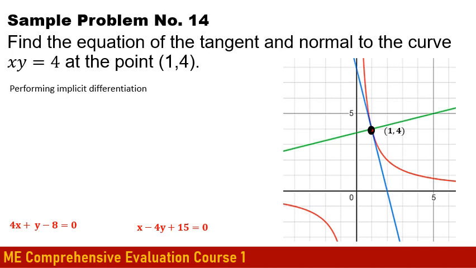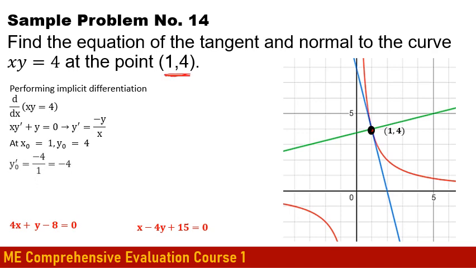We perform implicit differentiation of the given curve to obtain y prime, so that xy becomes x y prime plus y, and 4 becomes 0. So y prime is just equal to negative y over x. From this, we can get the value of y prime. Substituting the value of x sub 0, which is equal to 1, and y sub 0, which is equal to 4, because those are the coordinates of this point, our y prime is negative 4.